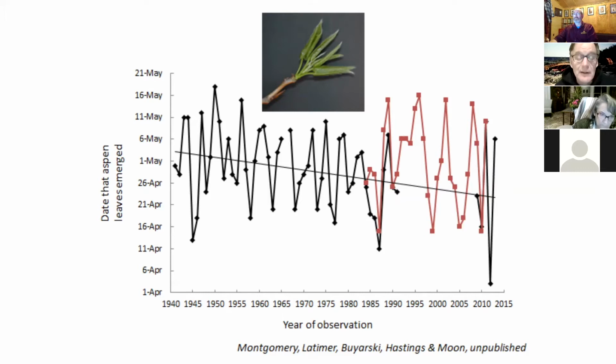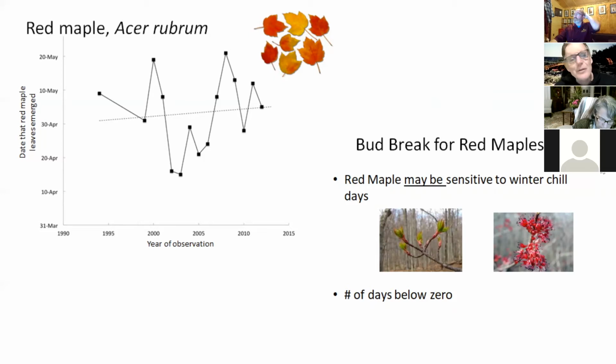So the interesting part about studying and observing phenology is that not all plants are going to play by the same rules. And the other thing we discovered in about 2015 is we were looking at a 25-year data set of red maple, and that did not duplicate what was going on with the aspen tree. In fact, it looked really almost like there was no impact. So we were really concerned, why was that the case?